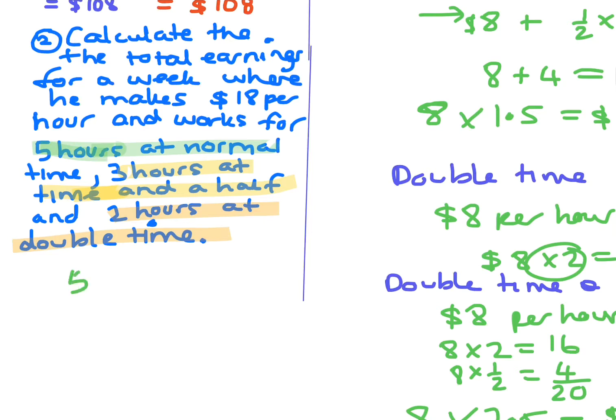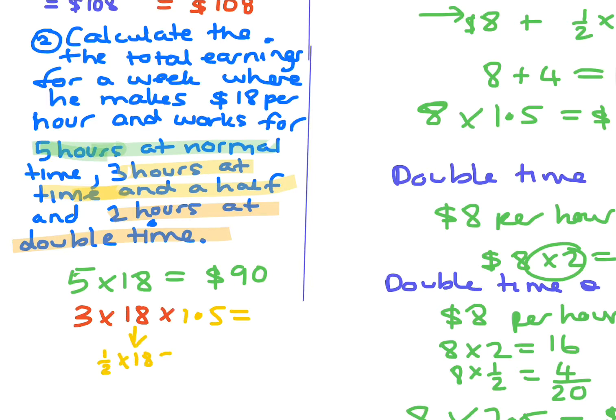You've got 5 hours times the 18. That's just at normal time. So 5 times 18 is $90. And then for 3 hours at time and a half, it's 3 times the 18, and then you have to times by 1.5 because you get time and a half. You could calculate it separately: instead of $18, you could do half of 18, which is 9, and 18 plus 9, you actually get $27 per hour. But the quickest way is just to times by 1.5.